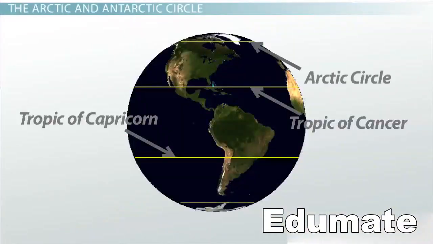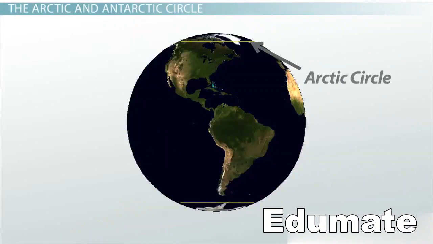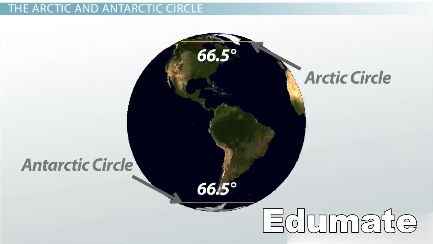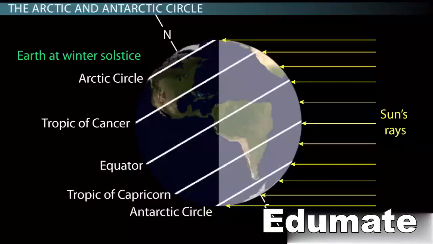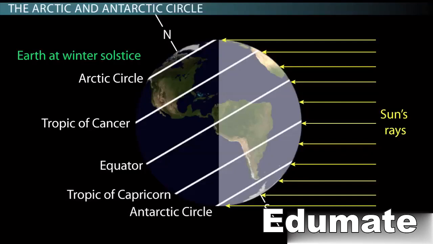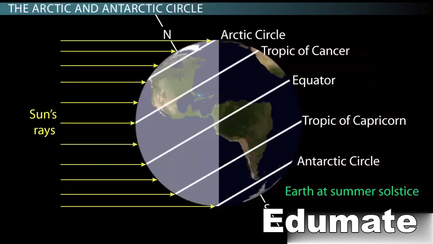Contrast this with the area north of the Arctic Circle during the winter solstice and the area south of the Antarctic Circle during the summer solstice. These circles of latitude are both located at about 66.5 degrees north or south latitude, respectively. During the winter solstice, the Sun does not rise north of the Arctic Circle and does not set south of the Antarctic Circle. During the summer solstice, the Sun does not rise south of the Antarctic Circle and does not set north of the Arctic Circle.